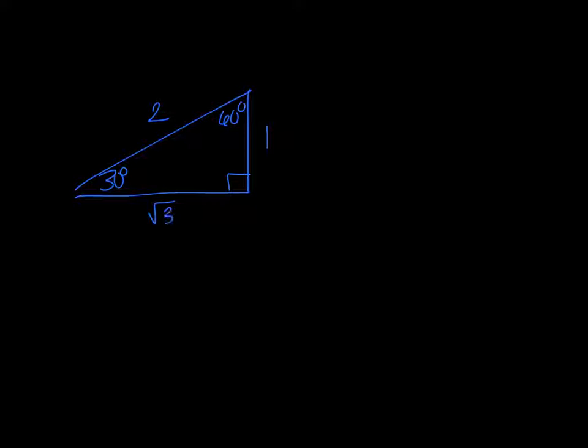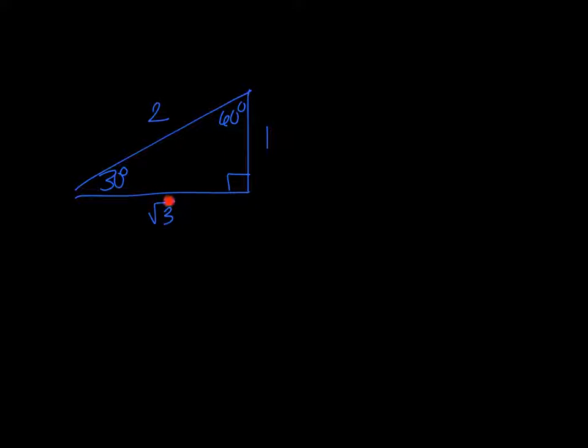Then we have the one that's a little bit more difficult, and that's the 30, 60, 90. Okay, so we have 30 degrees, 60 degrees, and 90 degrees. Now, if we go through and label these, this is side 1, this would be length 2, and then the Pythagorean theorem would give us a square root of 3.